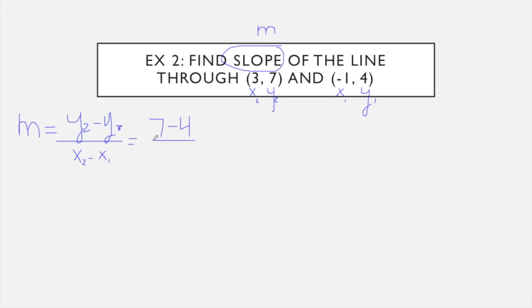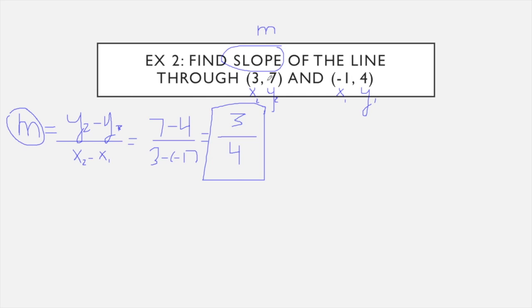So hopefully we're following along with that. Bottom, x2 minus x1 is 3 minus negative 1. Good. Now let's simplify that. 7 minus 4 gives me 3. Okay. And 3 minus a negative 1 is the same as 3 plus 1, which we know is 4. So what is the slope of the line through these points? It's simple. It is 3/4. That is our slope. That is the m value.